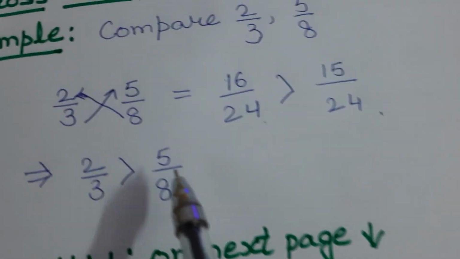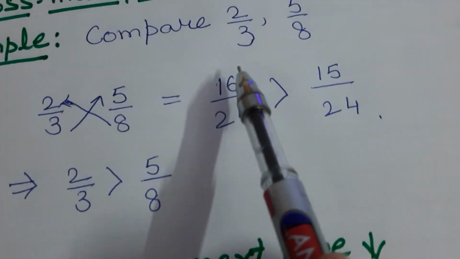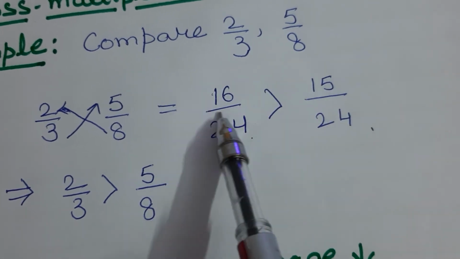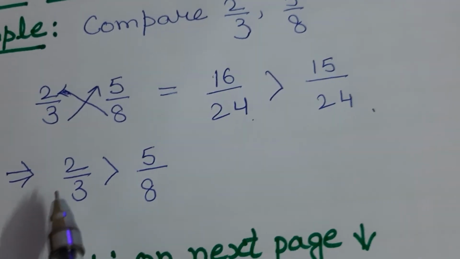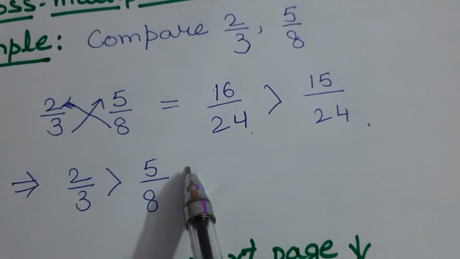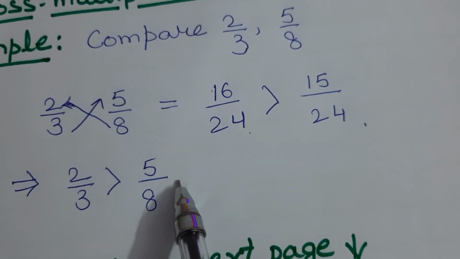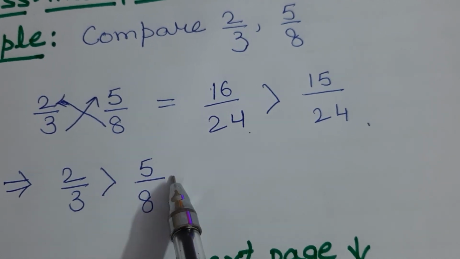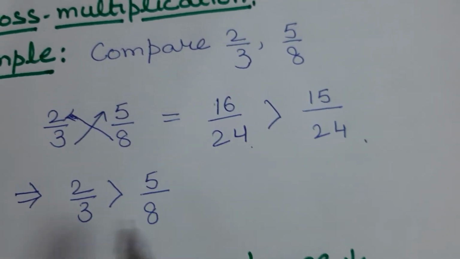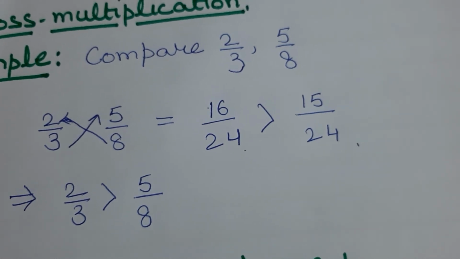So now we can compare which is bigger. Easily we can compare. This one is bigger, so we will write their actual fractions. Your answer should be always in actual fractions. So this is your answer, that this fraction 2 by 3 is bigger than 5 by 8. I hope it is all clear to you.